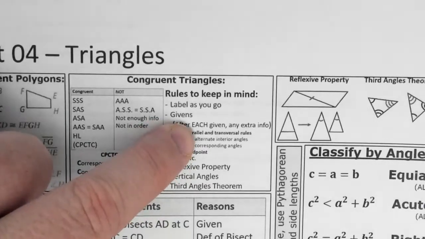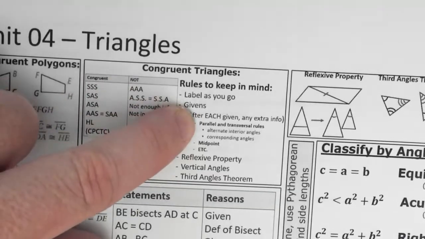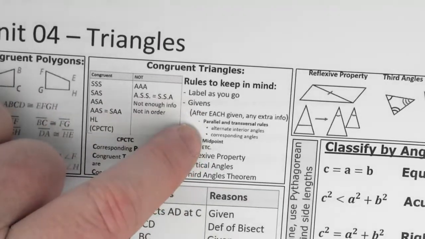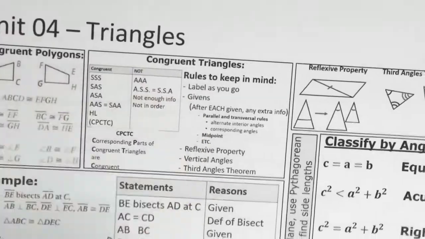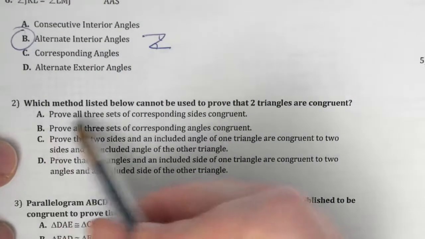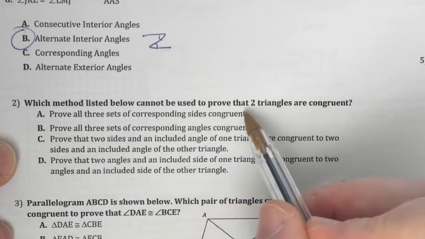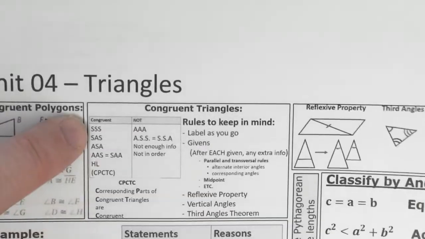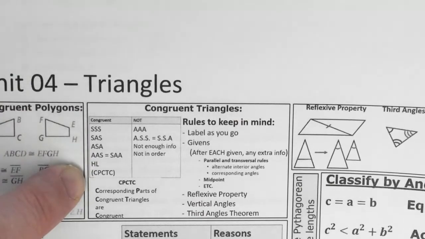Alternate interior is from Unit 2 stuff, where you make the Z or the backwards Z, and corresponding is a copy paste. So there's a big old list of stuff that you can do. All right, which method listed below cannot be used to prove the two triangles are congruent? How do we prove the triangles are congruent? Basically, here's all the combinations.